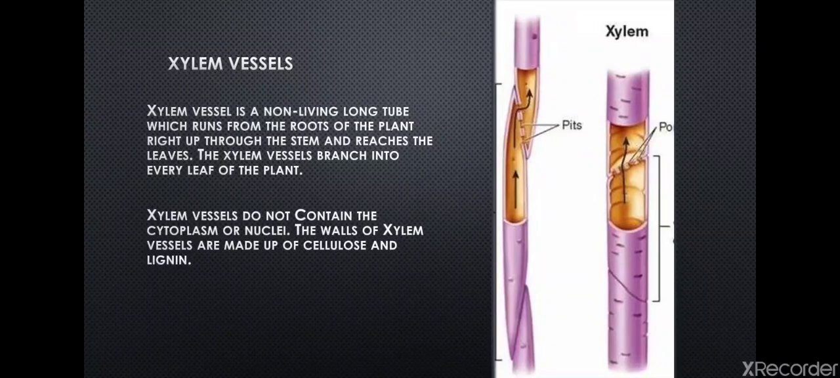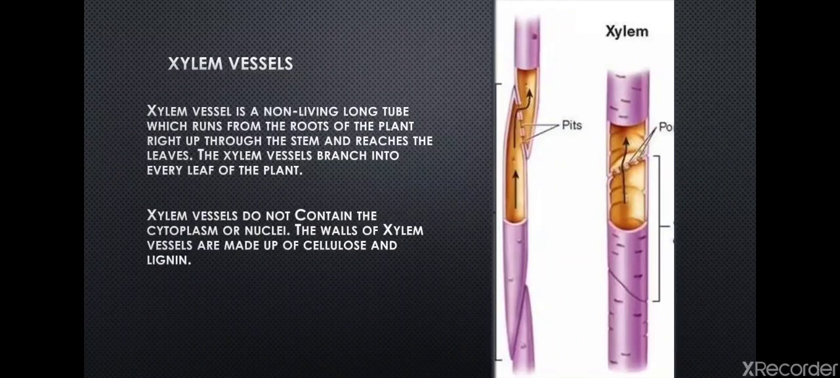The walls of xylem vessels are made of cellulose and lignin. Lignin basically is a very hard and strong substance, because of which xylem vessels act as a strength provider to the stems and help the plant to keep upright, to keep straight.